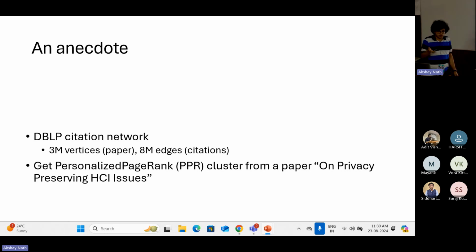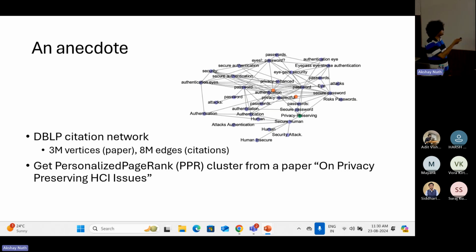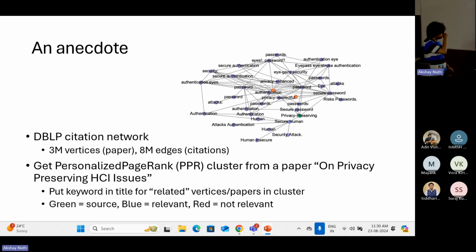PageRank is the procedure that Google used back in the day for recommending similar websites. Personalized PageRank is a modified version of this. It's a random walk-based diffusion procedure. I'm not going to go into details of that, but take my word for it that it's very well established as a method to find similar things in a graph. So we took this and picked a paper on privacy preserving HCI issues, and we looked at what the PPR cluster would look like. The red ones are not actually similar relevant papers, but the rest are all relevant. And you can see that these are internally quite dense.